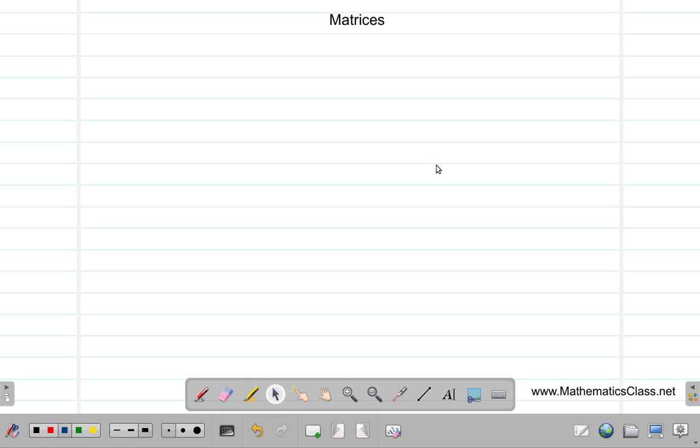Matrices. Remember now, you have one matrix, more than one matrices. So we're going to be looking at the topic known as matrices, and we're going to see what matrices are and how to deal with them. So let's go.